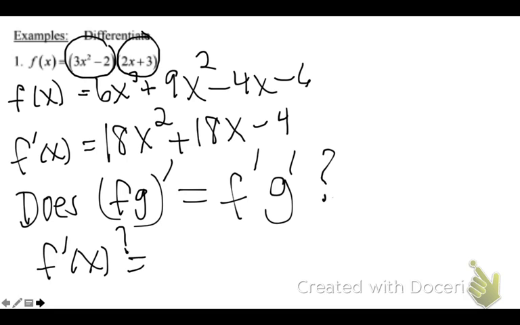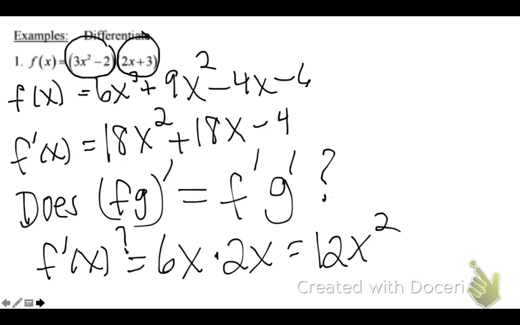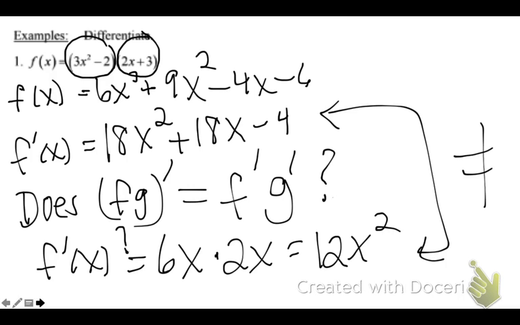So the derivative of f of x by itself would be 6x. And the derivative of g of x by itself is 2, which would give me 12x. These are not the same thing. So the answer to this question is no.